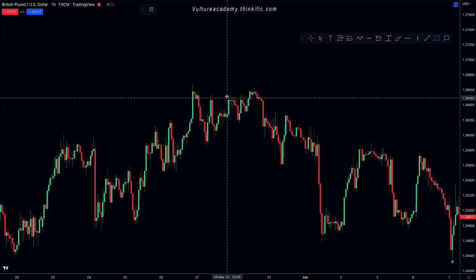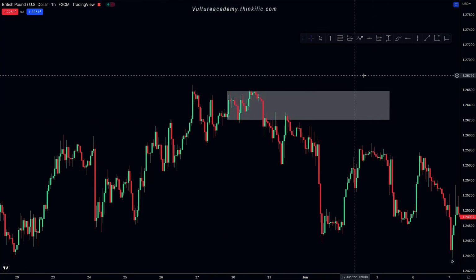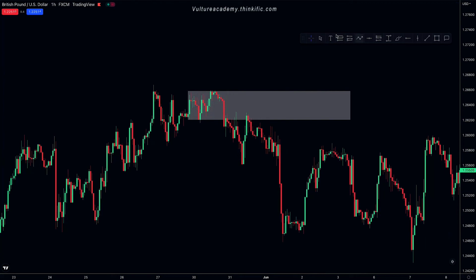Right, so a level of supply is this entire area right here. As soon as price taps in, we take entries. So again, either this entry right here or this entry right here, both would have sufficed. So let's put in our positions.